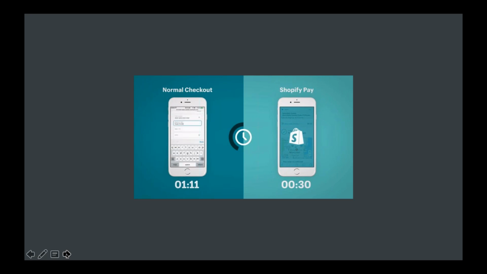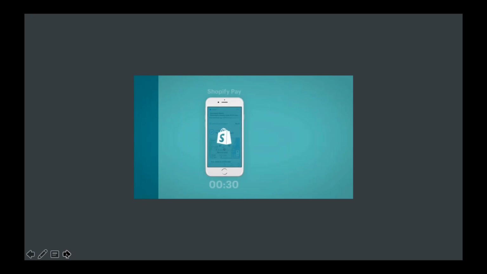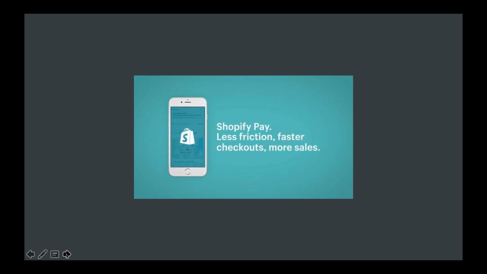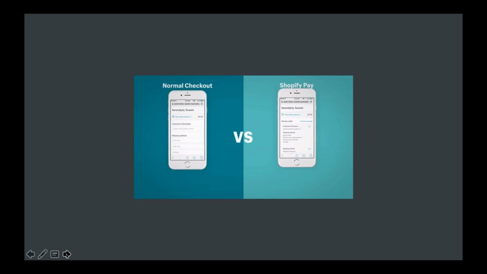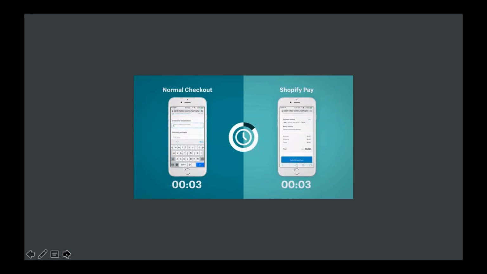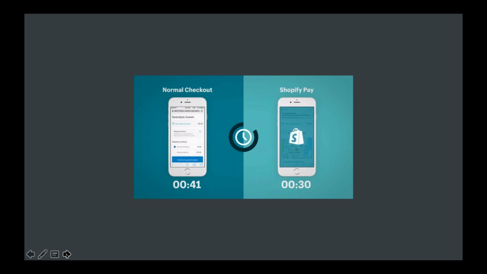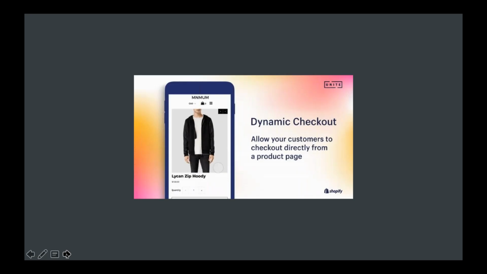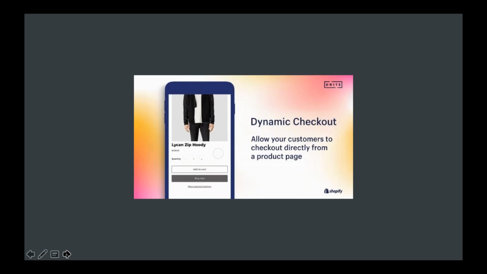Now, last Black Friday, Cyber Monday, Shopify Pay helped over 400,000 online buyers check out 3 times faster than traditional checkouts. Shopify Plus merchant Peel saw their conversion rate double last holiday after implementing it. Special hack number 2, dynamic checkout.